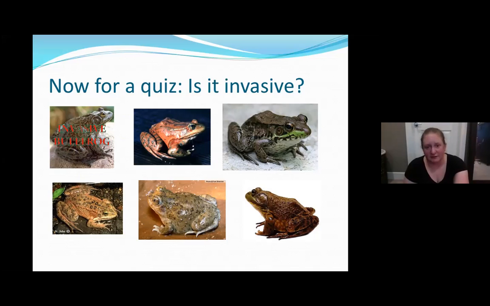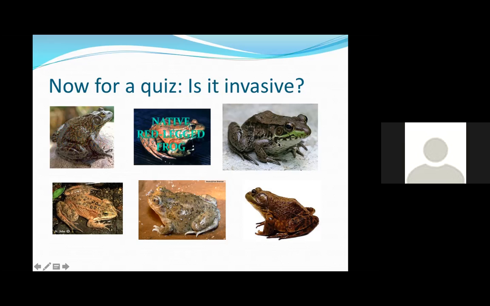It is a native frog, right? So if it's not invasive, we call it a native frog. And we can see his tiny little ears right here. This guy is called a red-legged frog because he's got these big red legs. He's pretty cool.